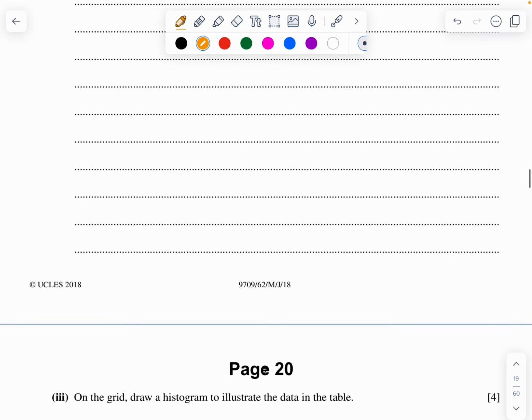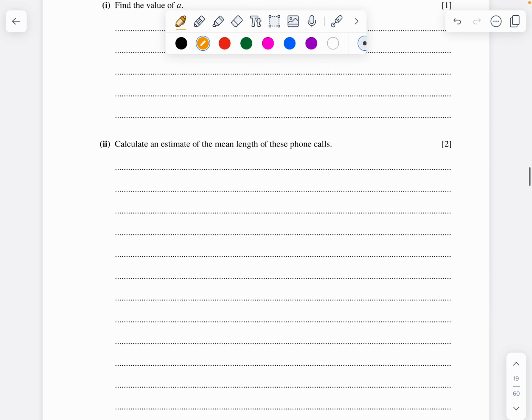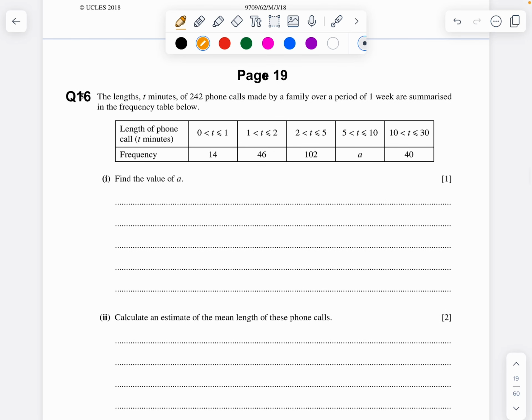Next question is again from May June 2018, question number 62. The lengths, T minutes, of 242 calls are given. Find the value of A. They are continuous, no problem. He's asking us to find the value of A.